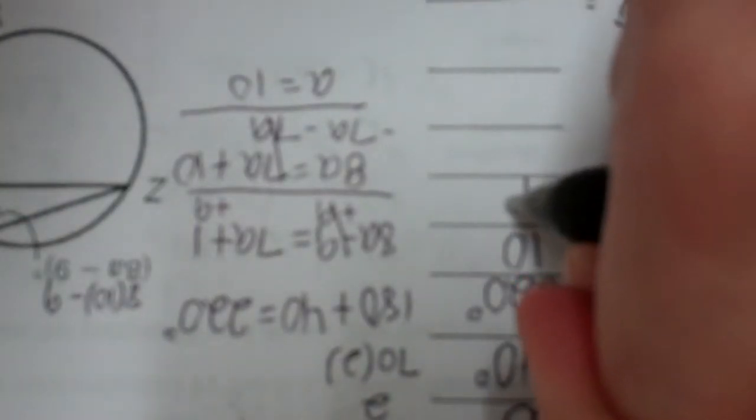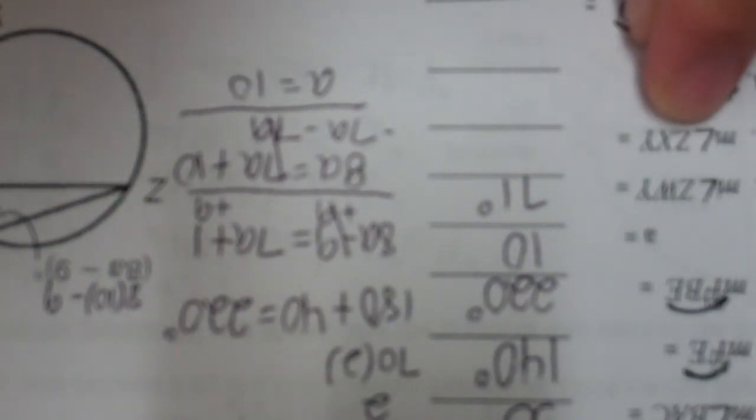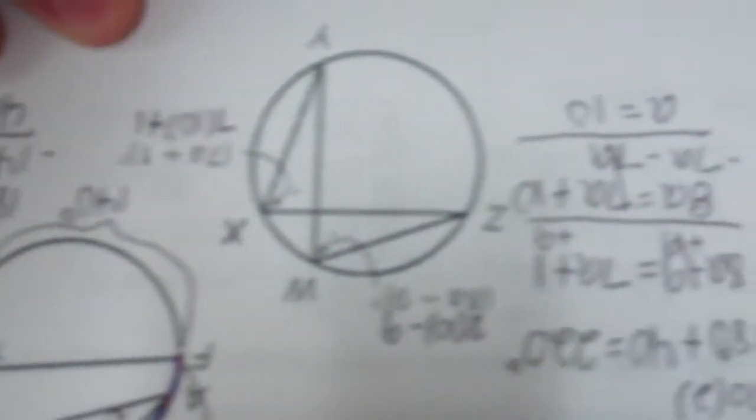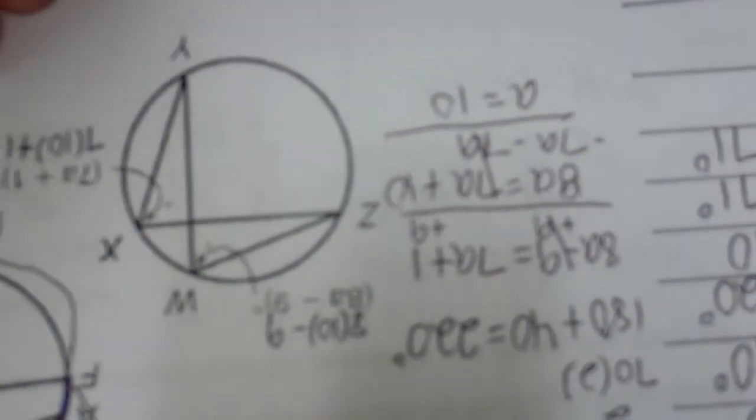So that angle is going to be 71 degrees. The measure of angle ZXY, you plug in 10 here. 7 times 10 plus 1 is 71 degrees.